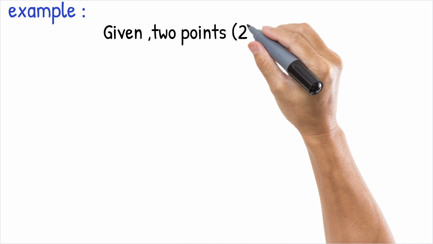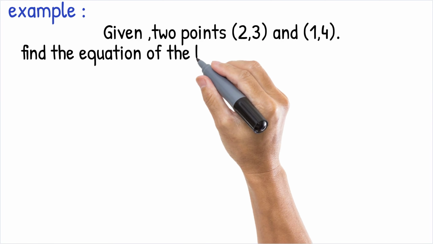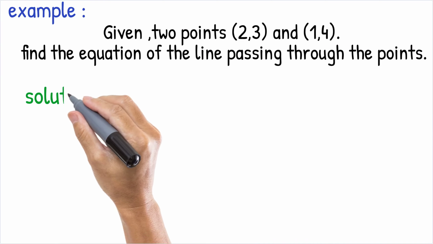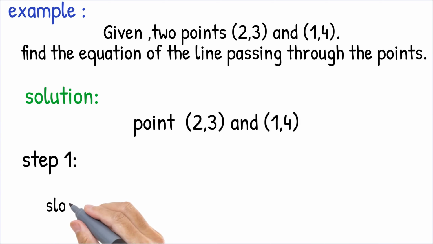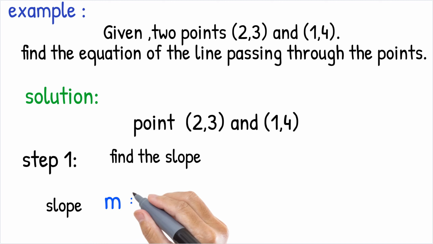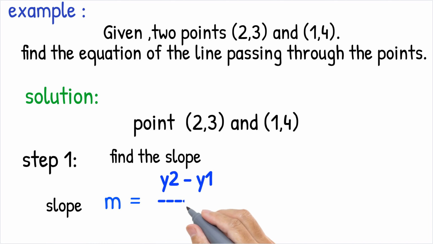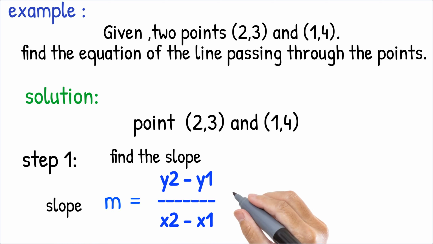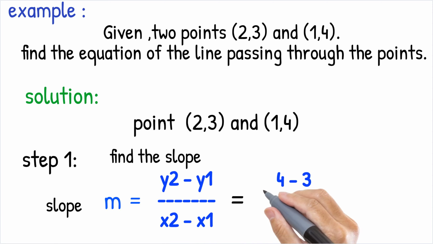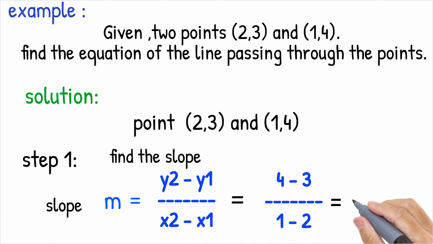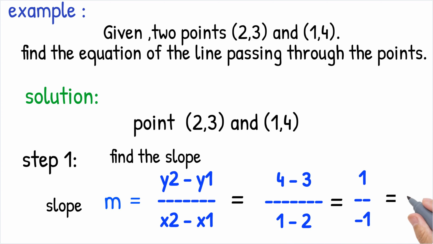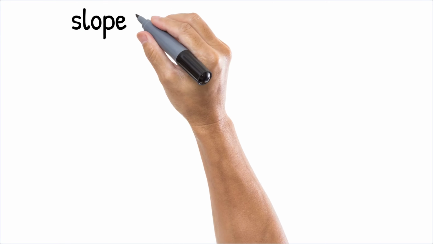Example, given 2 points, 2, 3, and 1, 4, find the equation of the line passing through the points. Solution, given points 2, 3, and 1, 4. Step 1. Find the slope. Slope is given by m equals y2 minus y1 over x2 minus x1, that is 4 minus 3, over 1 minus 2, that equals 1 over minus 1, that is minus 1. Slope of the line is minus 1.